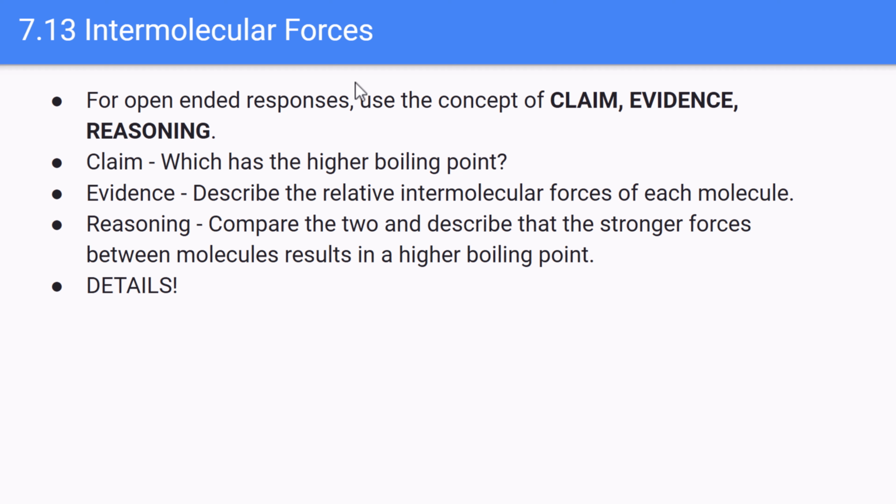The first part is the claim. So based on the information at hand, which has the higher boiling point would be an example that we looked at previously. So I would say that water has a higher boiling point than methane.